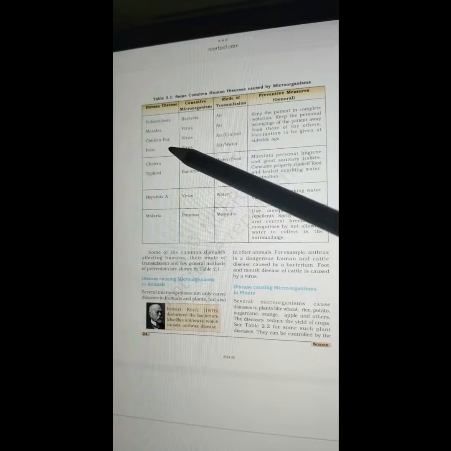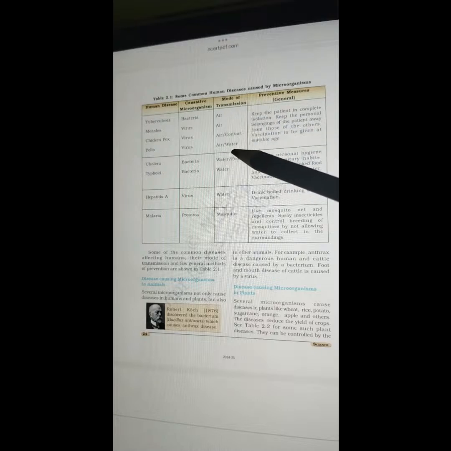Now we are heading towards Table 2.1: Some common human diseases caused by microorganisms. Tuberculosis is caused by bacteria, mode of transmission is air. Measles is caused by a virus, mode of transmission is air. Chickenpox is caused by a virus, mode of transmission is air or contact. Polio is caused by a virus, mode of transmission is air or water.